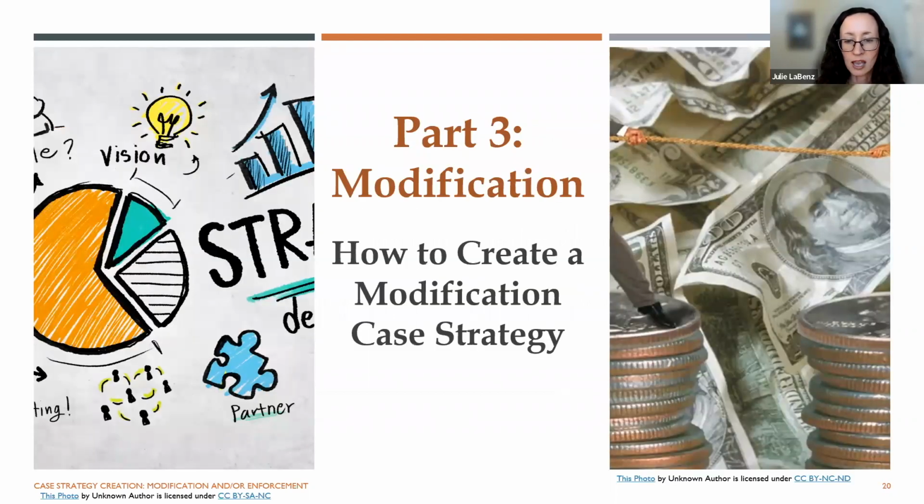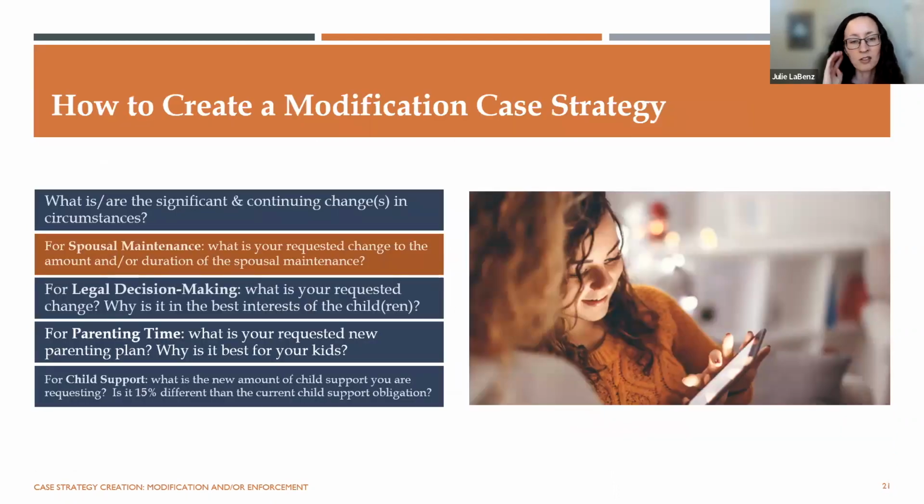All right, part 3, how do you create a modification case strategy? You'll want to ask yourself some questions. Number 1, what are the significant and continuing change or changes in circumstances? If you have more than one, list all of them. If there's just one, make sure it's compelling. For spousal maintenance, what is your requested change to the amount and/or duration? And what are the significant and continuing changes in circumstances justifying that?